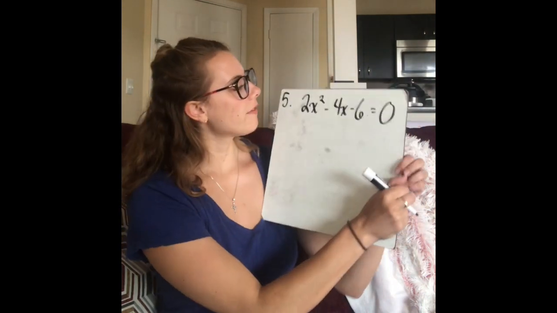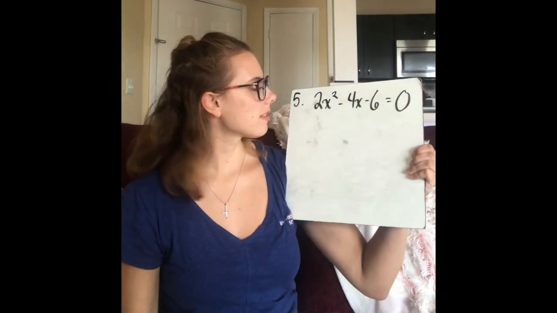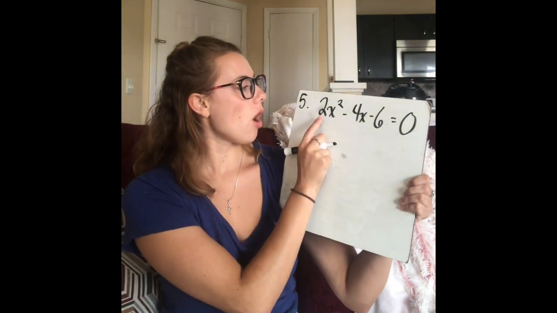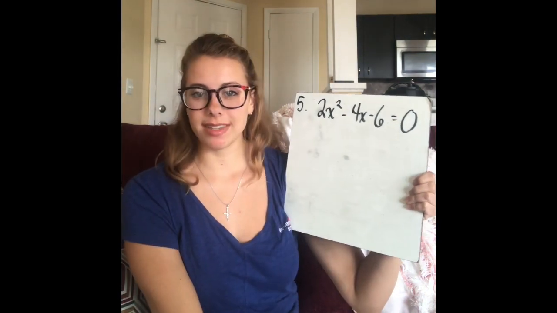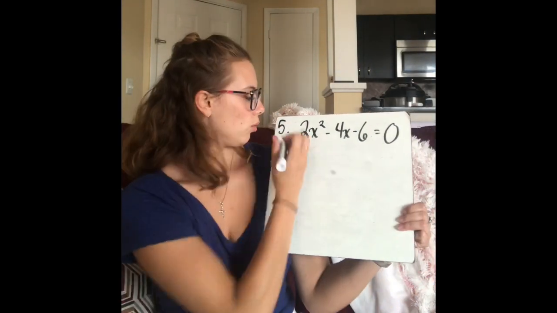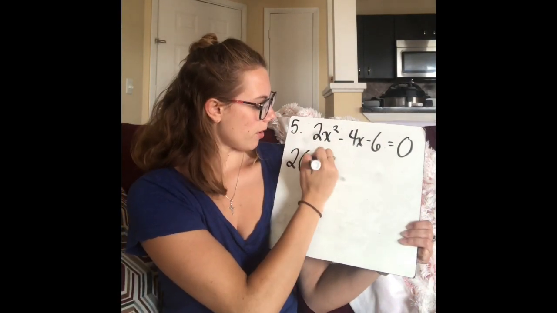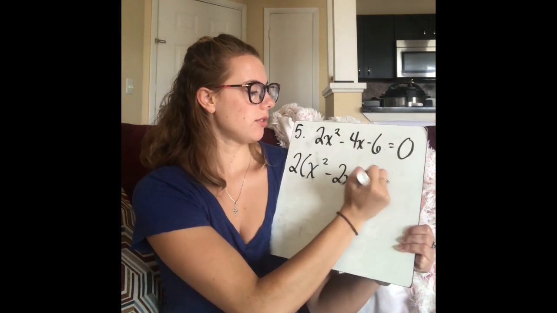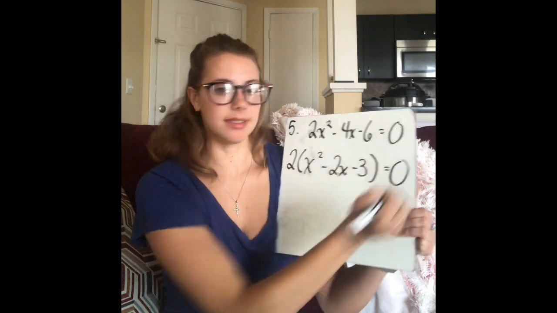All right, number 5, at first glance, looks like it's going to be slip and slide, but it's not, because all 3 of these have a GCF of 2. I'm going to factor out a 2. So I end up with x squared minus 2x minus 3 equals 0.